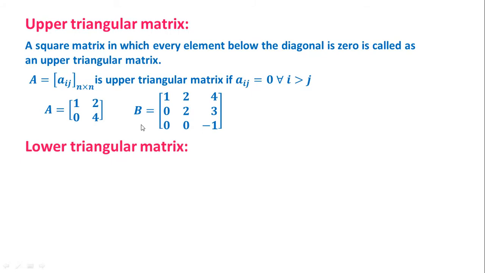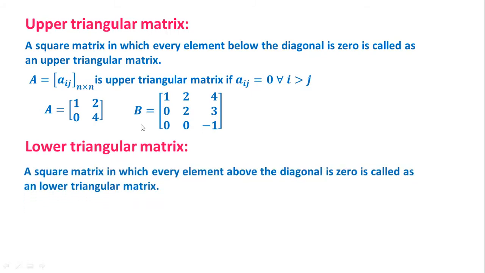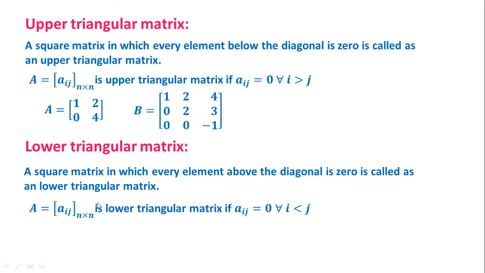Similarly, the lower triangular matrix. A square matrix in which every element above the diagonal is 0 is called a lower triangular matrix. Symbolically, A is equal to Aij of order n by n is a lower triangular matrix if Aij is equal to 0 for all i less than j. By example, it is very easy to understand.